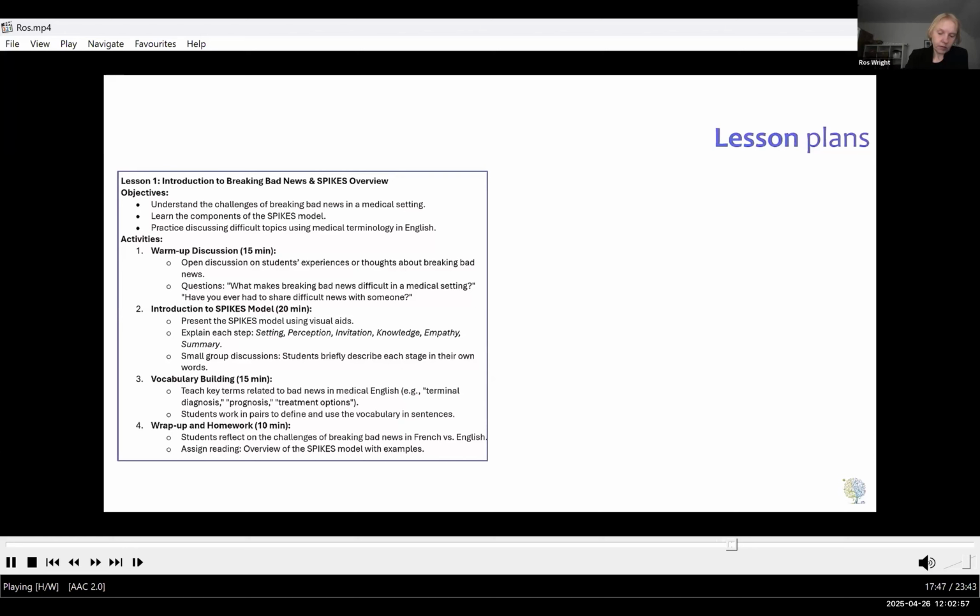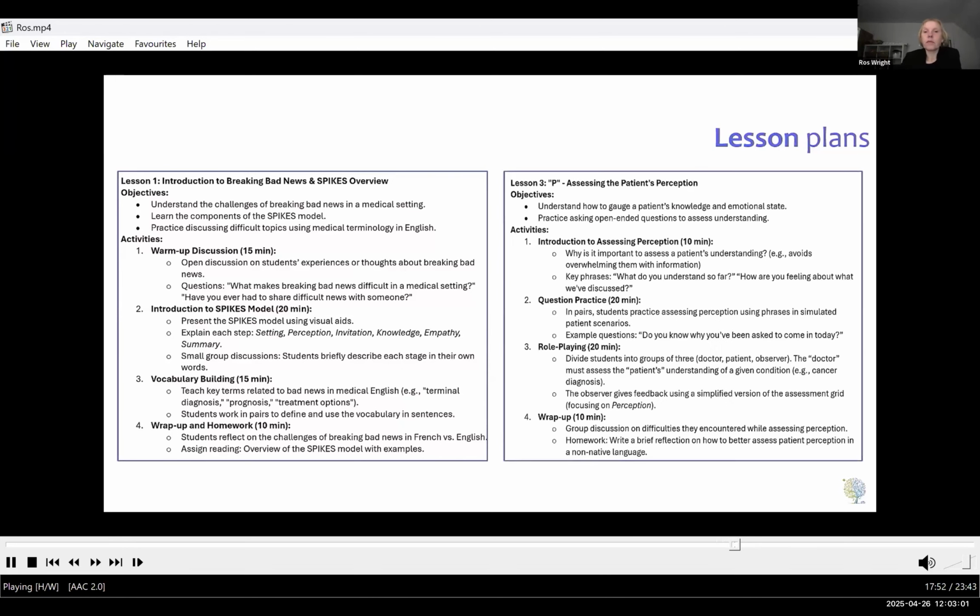Now let's look at some of the strengths and weaknesses of the new set of lesson plans. I've provided you with lesson 1, which is an introduction, and lesson 3, which is about assessing the patient's perspective. Take a moment to read through one of these lesson plans and think about its strengths and weaknesses.